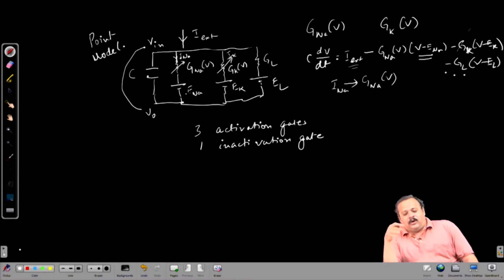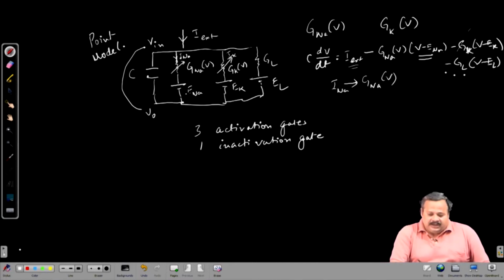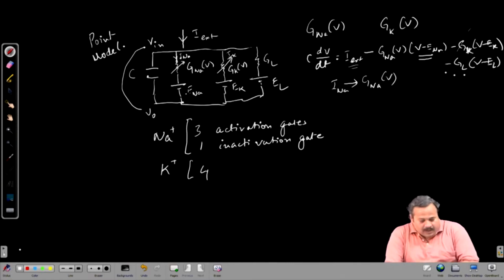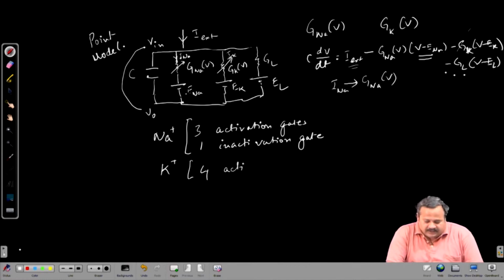And now from other studies, more than 60 years later, 50 years later, we now know that indeed there are 3 activation gates and 1 inactivation gate in sodium channels and 4 activation gates in potassium channels. So, this is for sodium channels and this is for the potassium channel, 4 activation gates.